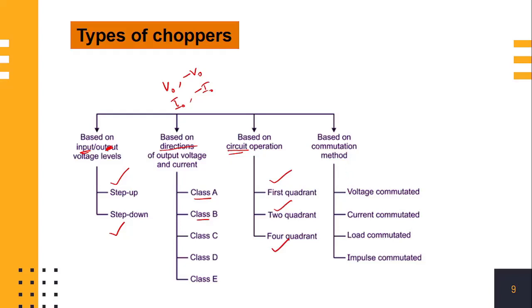Again, based on the commutation methods: for some cases we are using SCR as the switch, and when the SCR is used, we must have some commutation circuit. Based on the commutation methods, it will be classified into voltage commutated chopper, current commutated chopper, load commutated chopper, and impulse commutated chopper. So these are the broad classifications of choppers based on some criteria. Right.